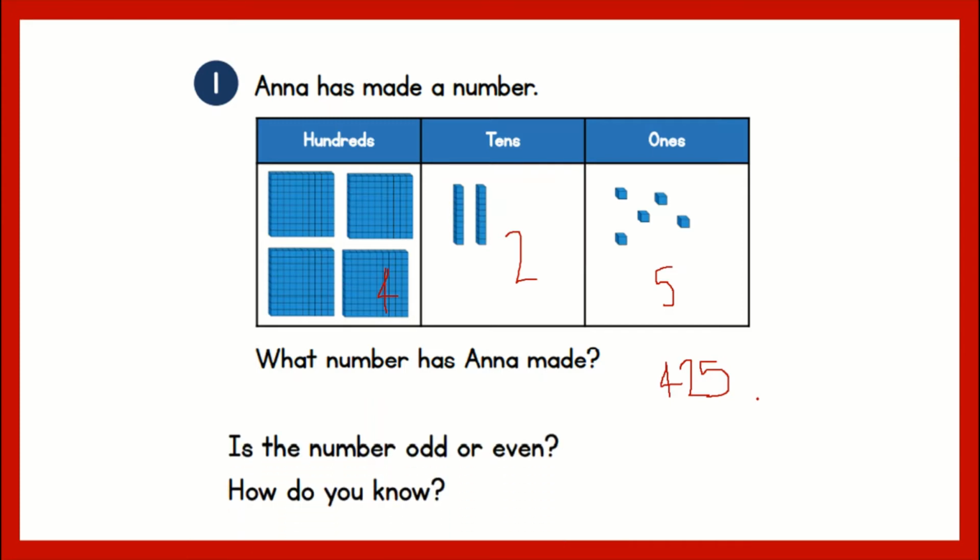The second part of the question, is the number odd or even? How do you know? So 425, we know that it's an odd number because the ending is a 5. The last number determines whether it's odd or even, and 5 is an odd number. So the number is odd and we have to explain it. So in the ones column, the number is a 5 and 5 is an odd number. So we know that 425 is an odd number.